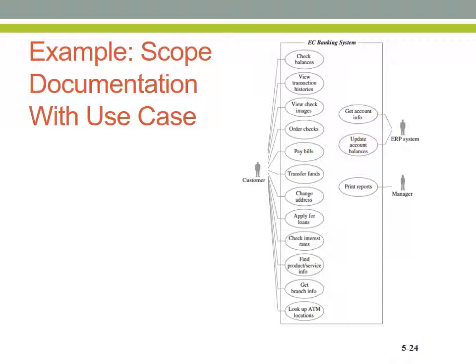Here, for example, our customer wants to view check images, change the address, get branch information, and so on. Our manager wants to print reports, and our ERP system, in order to process data further, wants to get account information for a customer, we're going to assume, and then update account balances.